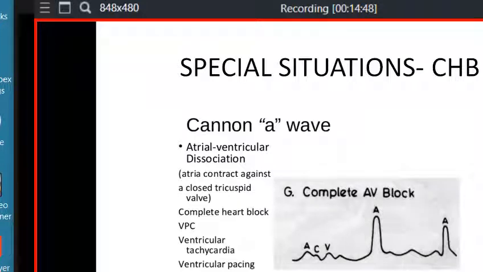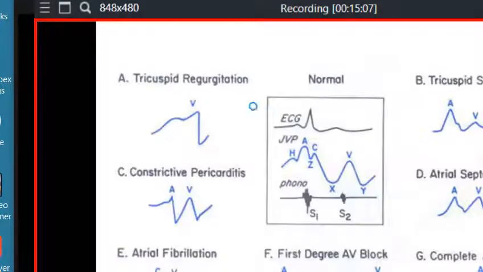Heart blocks, of course, you all know. You get these Canon A waves, which are really not seen well, but you can actually feel some of them well. So Canon A waves, it might be difficult to see because many of them go intracranially. So these are the different waveforms that you see.